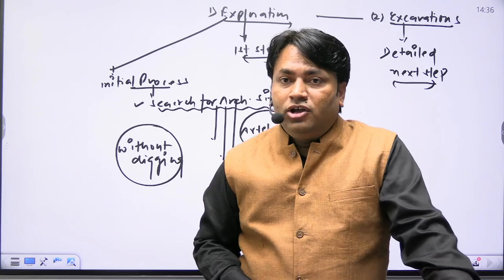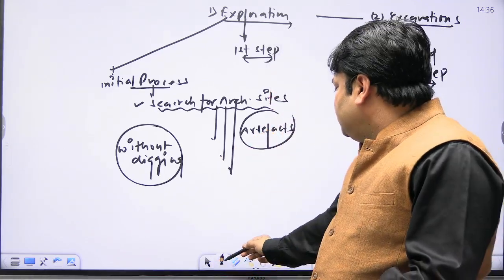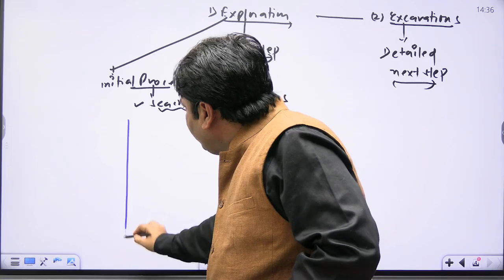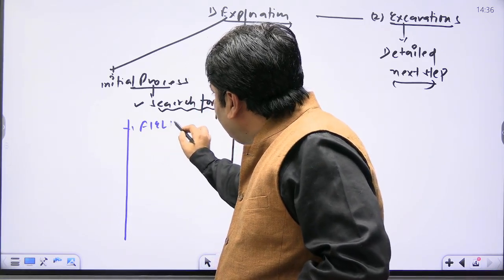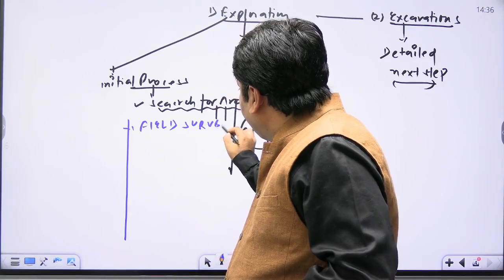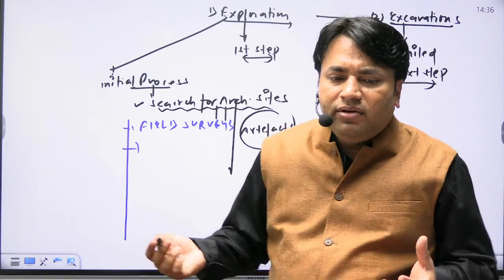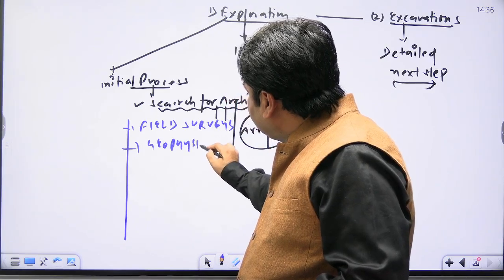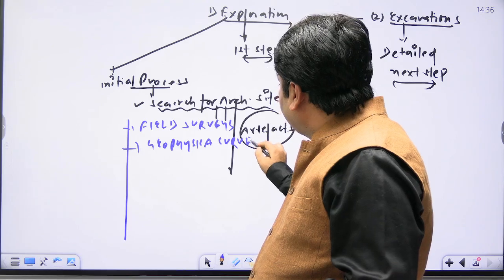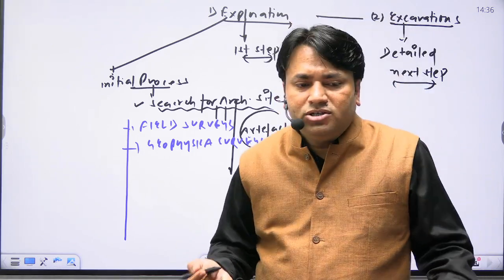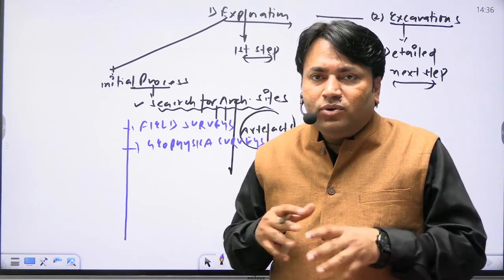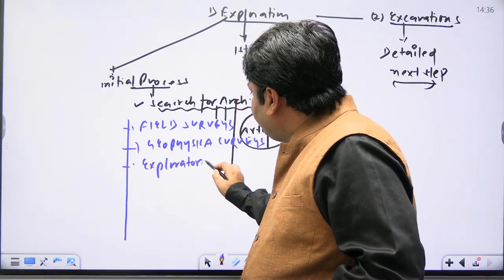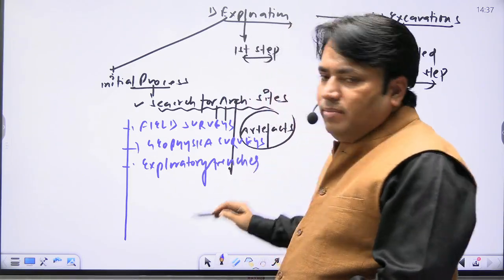So how can you do it? For that you will have to use some scientific methods. And what could be these scientific methods? For example, you can conduct field surveys for the same. That may be one thing. You can conduct geophysical surveys for the same. By this also you can get an idea about these archaeological remains. You can make some exploratory trenches. This can also be one method.